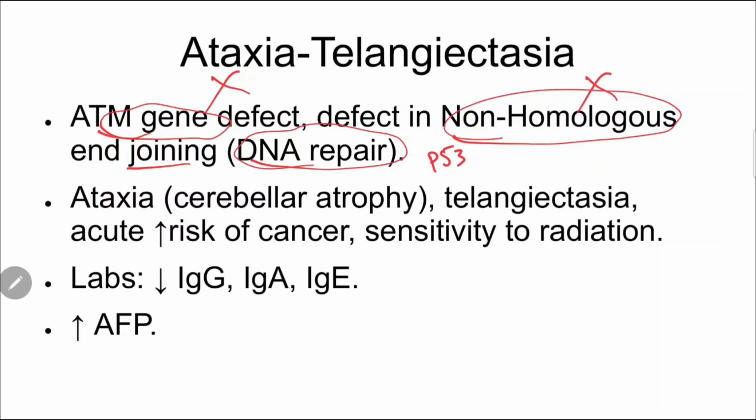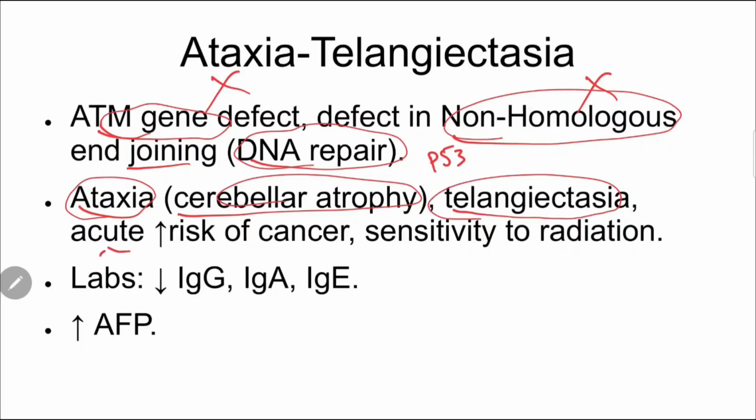Now what happens is that this leads to some symptoms, right? So first of all, ataxia. Ataxia is due to the cerebellar atrophy, right? And it also leads to telangiectasia. So telangiectasia are going to be tortuous or dilated and basically tangled blood vessels that you can see on the patient, right? And I'll show you an image of what it looks like.